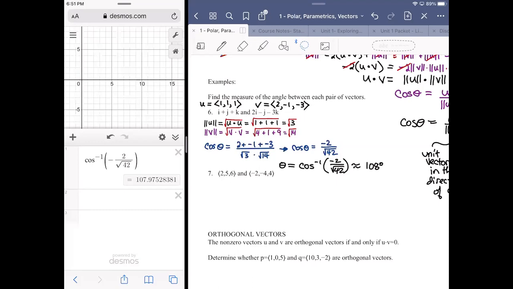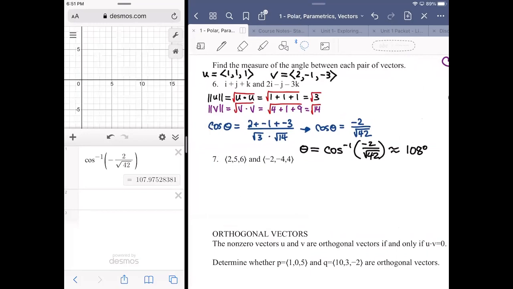So the next one, same general idea. Designate one of them as U and the other as V if you want. If not, if you keep it straight, that's perfectly fine too. You're going to have to find the dot product between the two of them for the numerator. So I'm going to do this one a little bit more on the fly. We're going to have -4 plus -20 plus 24.